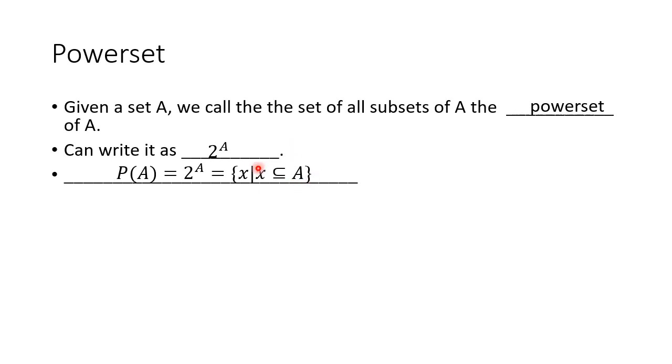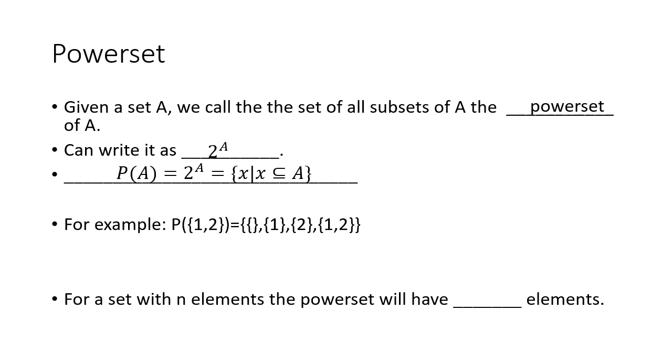So something that's new here is now the elements are also themselves sets. Let's look at an example. P of {1, 2} includes the empty set, which is a subset of all sets, just {1}, just {2}, and {1, 2}. And you'll notice here that if you have a set that has n elements in it, the power set will have 2 to the n elements.